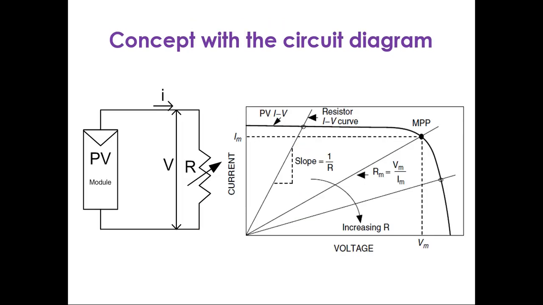So if we take the same concept with the circuit diagram, at the initial part, what is the concept? The concept is the PV module is connected with the rheostat, and this curve is well known to us. So if we increase the resistance, my current will go down and I will approach this VOC point. If I decrease the resistance, the current will increase, I will reach the ISC point. But this is totally uncontrolled.